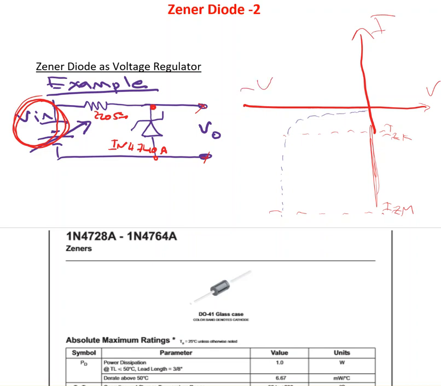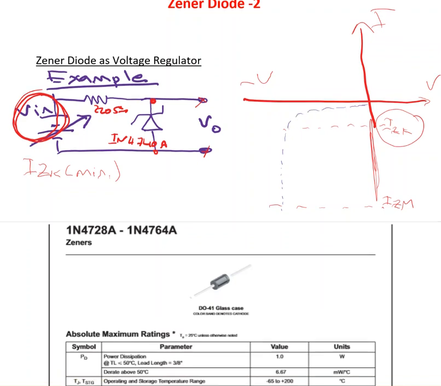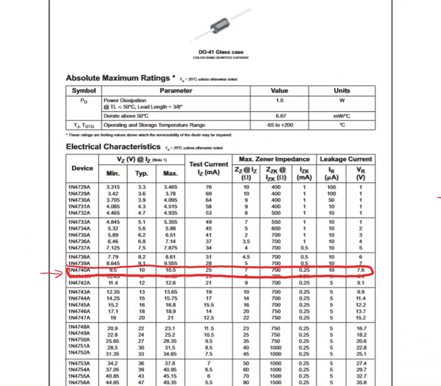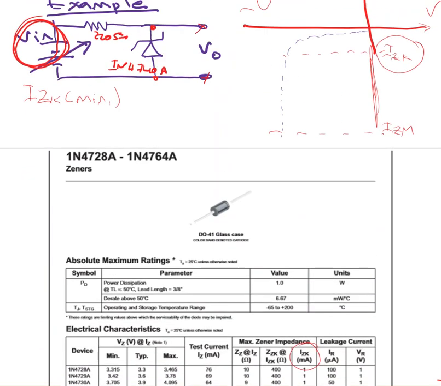So if I look carefully for this Zener diode, I find that IZK is given to us. IZK is the minimum current that will make sure that I have the reverse voltage characteristics of the Zener diode. I'll find it from here, and it's given to me as this current. So this is 0.25 milliamperes. So I have this number equal to 0.25 milliamperes.